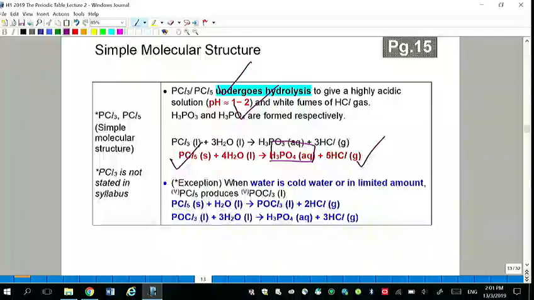The equation that I highlighted in red, you need to know by heart. PCl5 is in solid state. Then it will form your H3PO4 in aqueous solution and HCl in gaseous state. Just take note that over here, if you are using a limited amount of water, it will first form POCl3 in liquid state. Then this POCl3 will further react with water to form your H3PO4 and 3 moles of HCl.